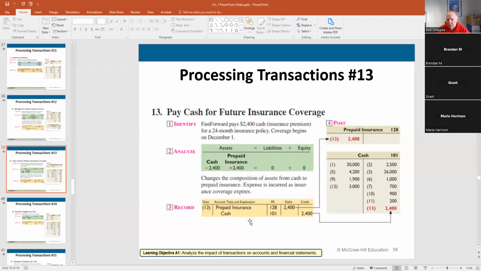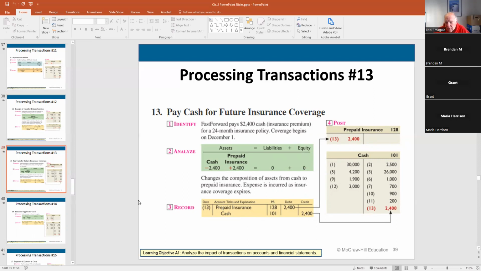Whenever you buy insurance or supplies, it's considered an asset at that moment. The reason is you don't get the benefit of it until the future. So let's look at this. Fast Forward paid $2,400 for a 24-month insurance policy with coverage beginning December 1st. I assume that's next month.